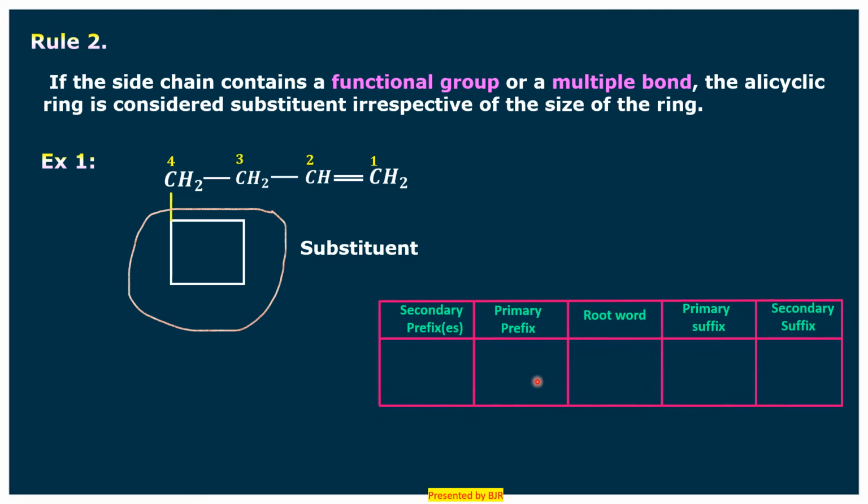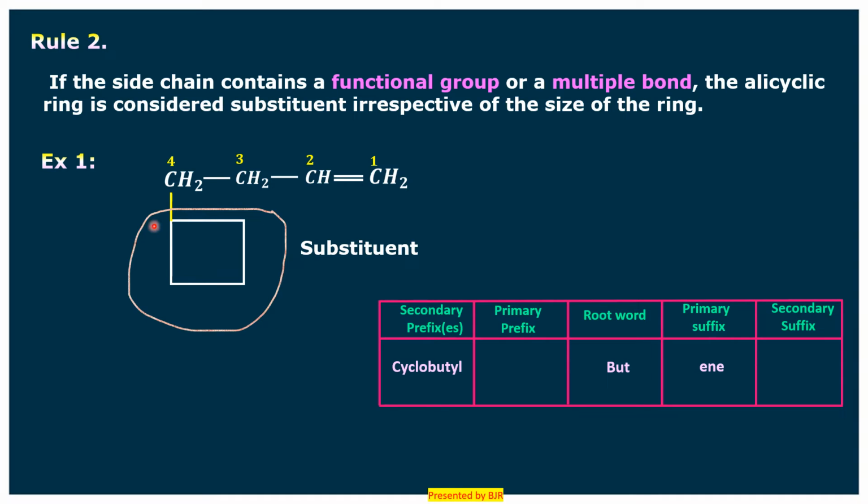The root word is but, 4 carbon atoms are there. Primary suffix, a double bond is there, so it is ene, and there is no secondary suffix. Why? Because no functional group is attached to any carbon atom in the parent chain. Primary prefix, see here, there is no primary prefix. Why? Because the carbon atoms in the parent chain are not forming a ring here. And secondary prefix is there, it is cyclobutyl.